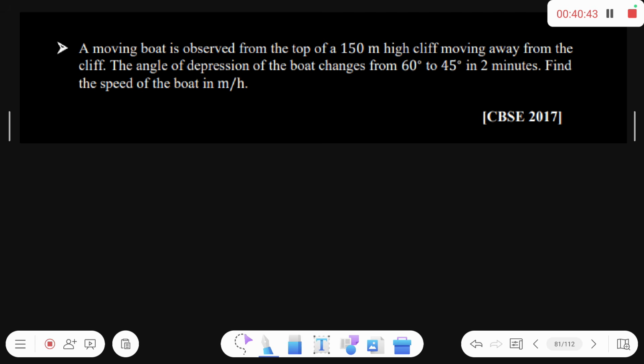What is observed from the top of a 150-meter high cliff moving away from the cliff? The angle of depression of the boat changes from 60 degree to 45 degree in 2 minutes. Find the speed of the boat in meter per hour.